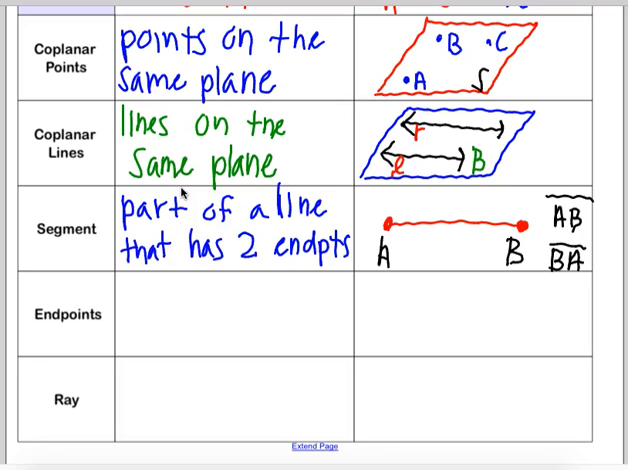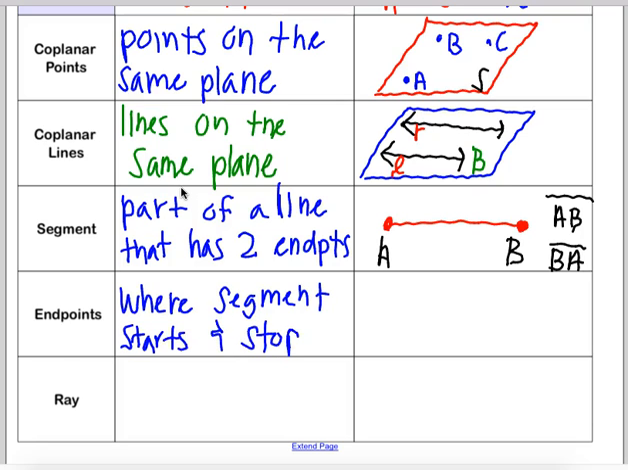Okay, obviously endpoints are where a segment starts and stops. Perfect.